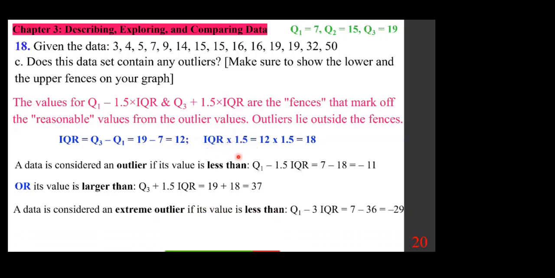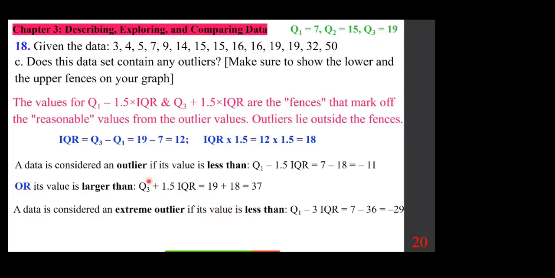Professor? Yes. I have a question. So the outlier in this one would be 50 because it's over the 37? Number 37. Yeah, I'm going to answer that in a moment, but I wanted to hear. Okay. Absolutely. Yes. Thank you. My pleasure.